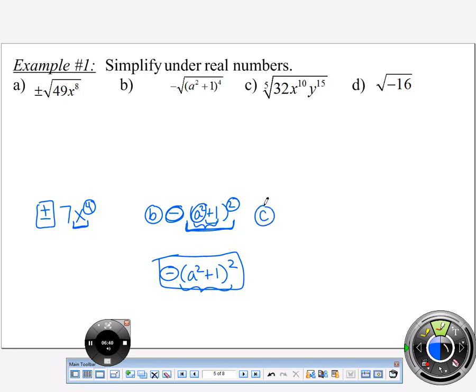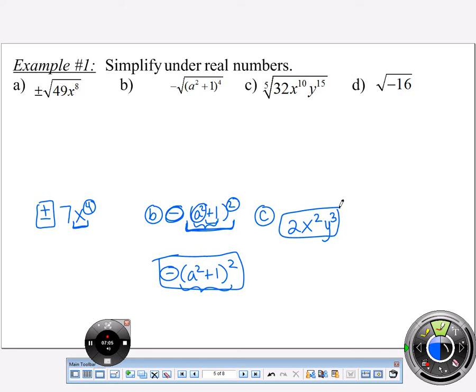For part C, I'm taking the 5th root. So I don't even need to worry about absolute value bars because odd indexed radicals can have both positive and negative results. So the 5th root of 32 is 2. Break it down if you're not sure how we got that. The 5th root of x to the 10th would be x squared. And the 5th root of y to the 15th would be y cubed. So that would be my answer.